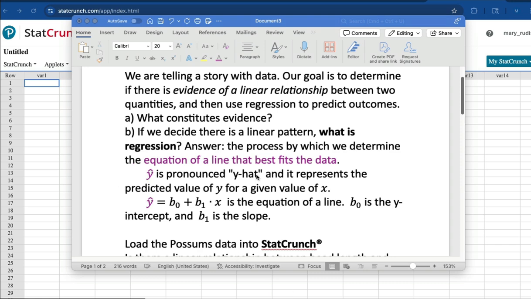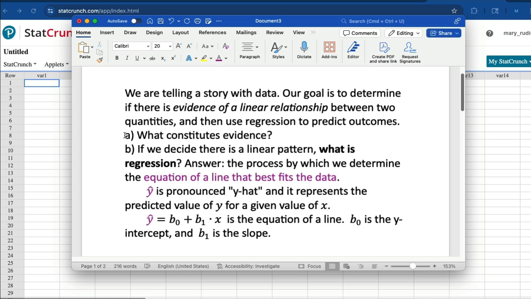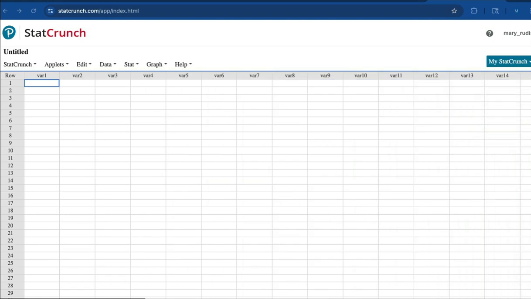We'll come back to this document in a moment to talk about the meaning behind part B there. But the first thing we need to do is load our data into StatCrunch, and we're going to just show some plots. Let's look at part A, what constitutes evidence, okay? And then we'll come back to this to talk about what we do after that.